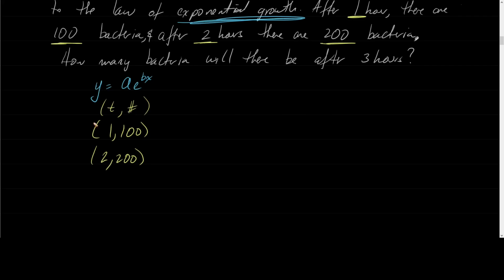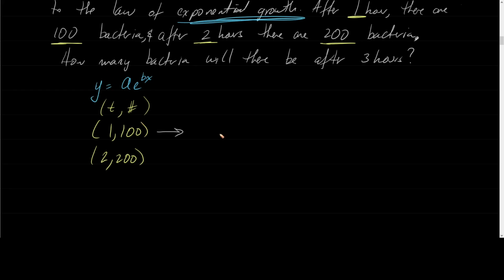All right, or I should say the first component and the second component. Now, what does this do for us? From the very first point here, this tells us that when I plug in 1, I'm supposed to get 100 into this setup. So let's see how that works.